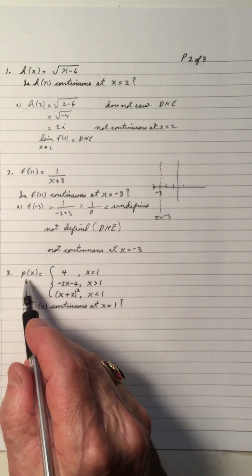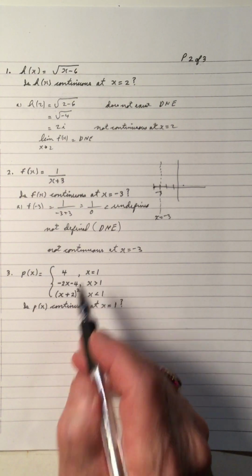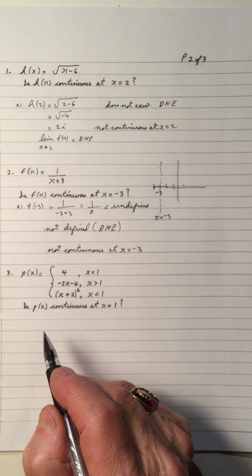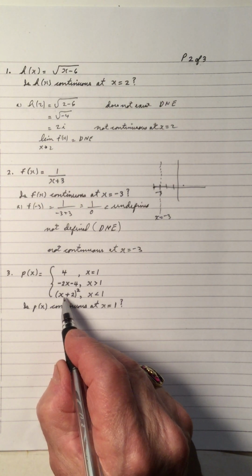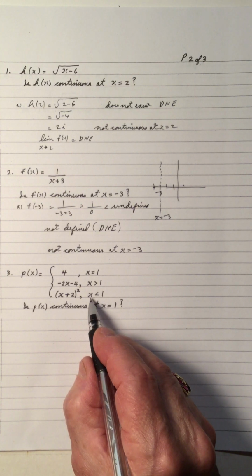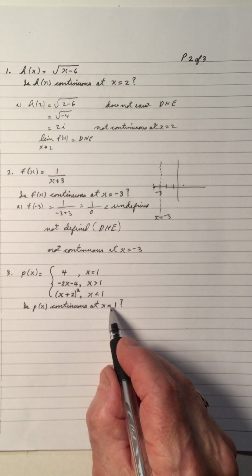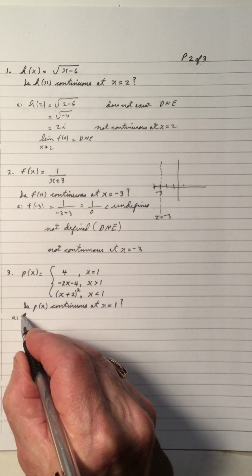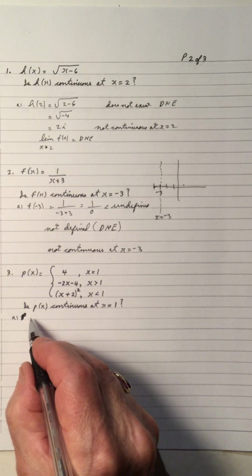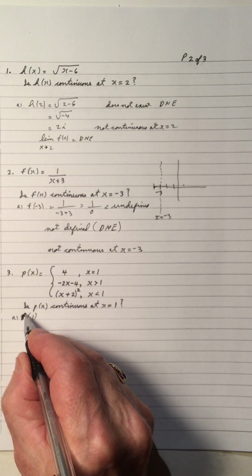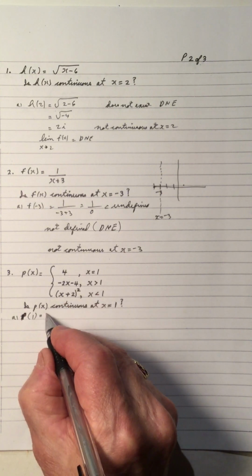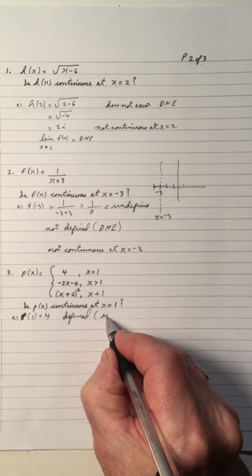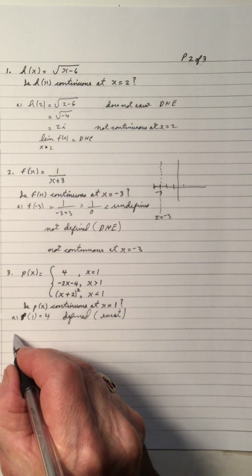Okay, let's do some more. The p of x is equal to 4 when x is 1. The p of x is equal to negative 2x minus 4 when x is greater than 1. And it's equal to x plus 2, all squared, when x is less than 1. So is p of x defined at 1? Well, the first condition is the p, oh, not f, this is the p, sorry about that. The p of 1, is it defined? The p of 1 is 4, so it's defined. That means it exists.